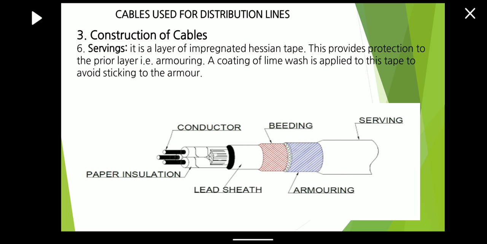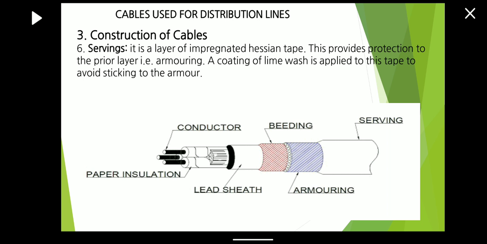This provides protection to the prior layer, that is armoring. The coating of line wash is applied to the tape to avoid sticking to the armor. So some cables may not require armoring. The layers of beading, armoring and serving are the protective layers of the cable. So this is the construction of the cable.